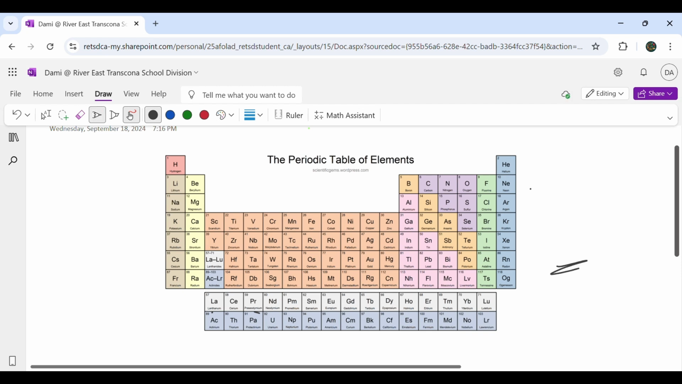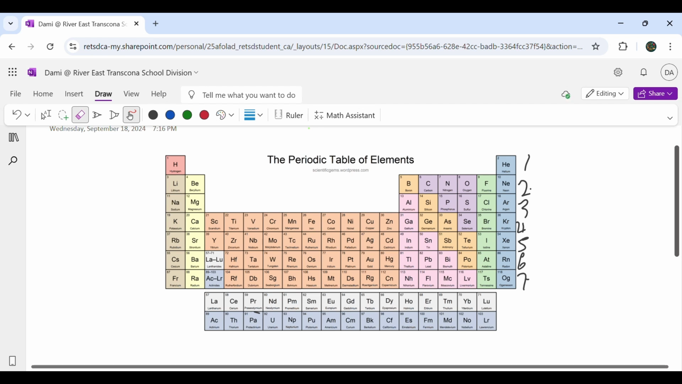Next up is periods. Horizontal. We have 7: 1, 2, 3, 4, 5, 6, 7. What about these two? Well, this one, we call them lanthanoids, are right over here. And this one we call actinides, they're right over here. Again, transition metals, different breeds.